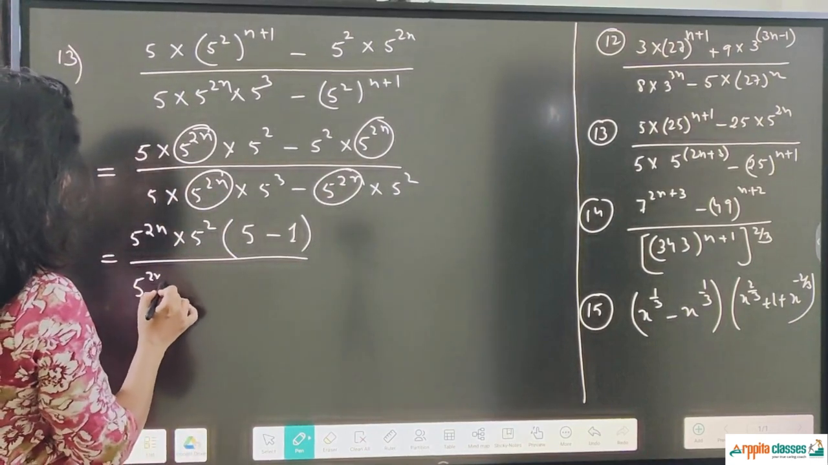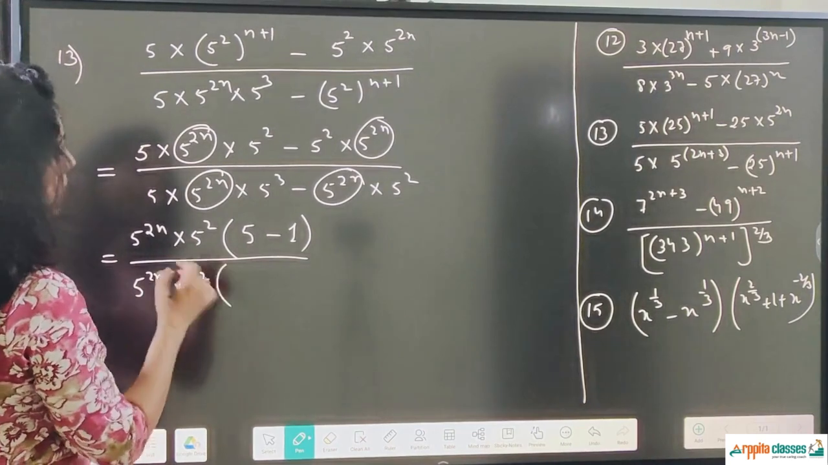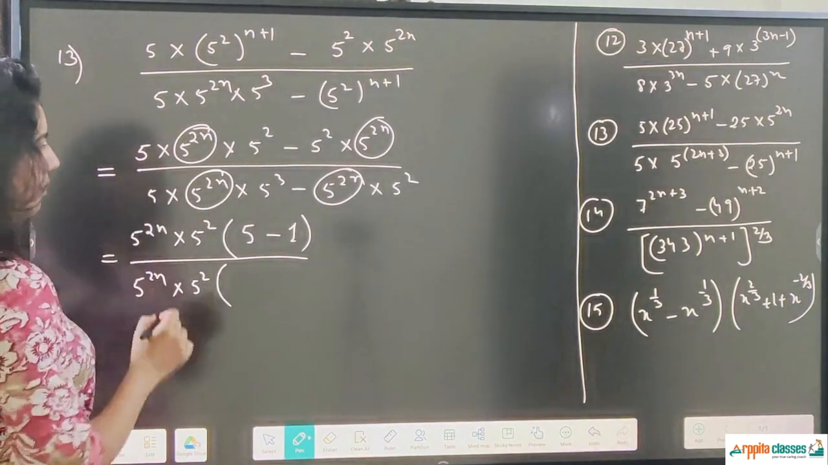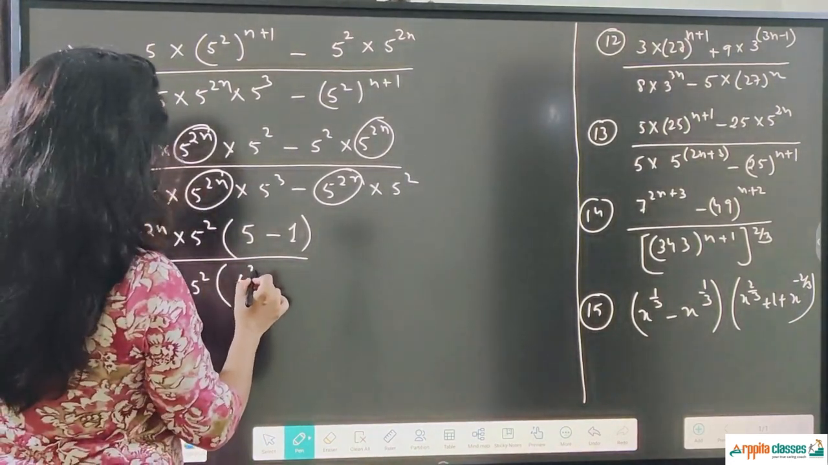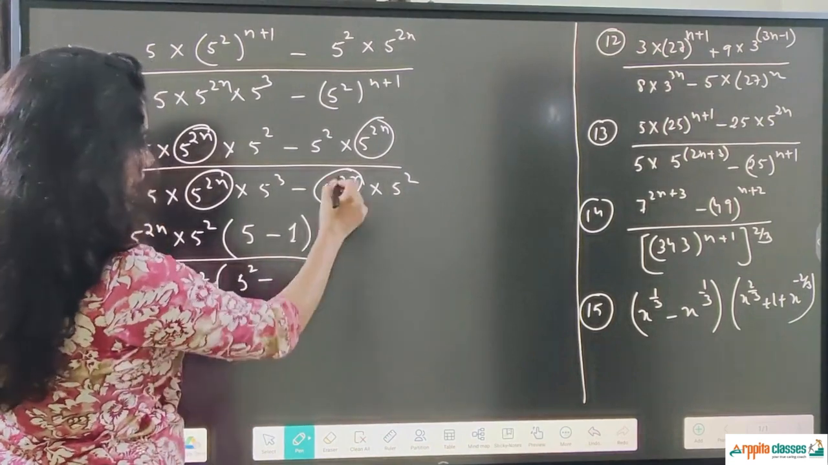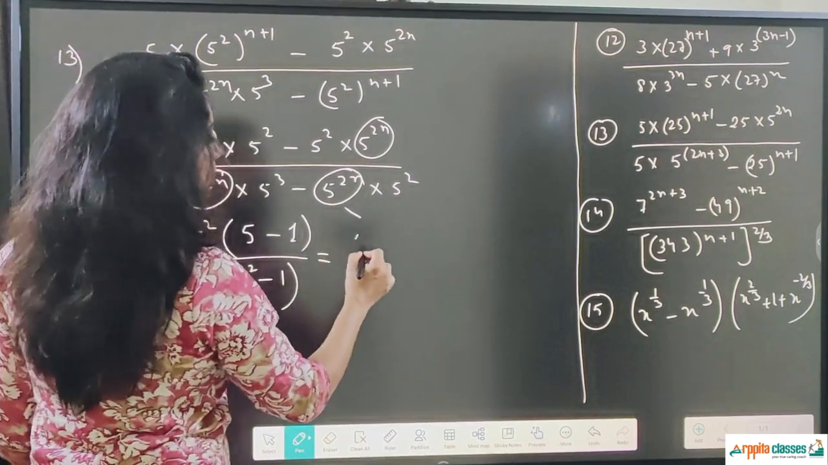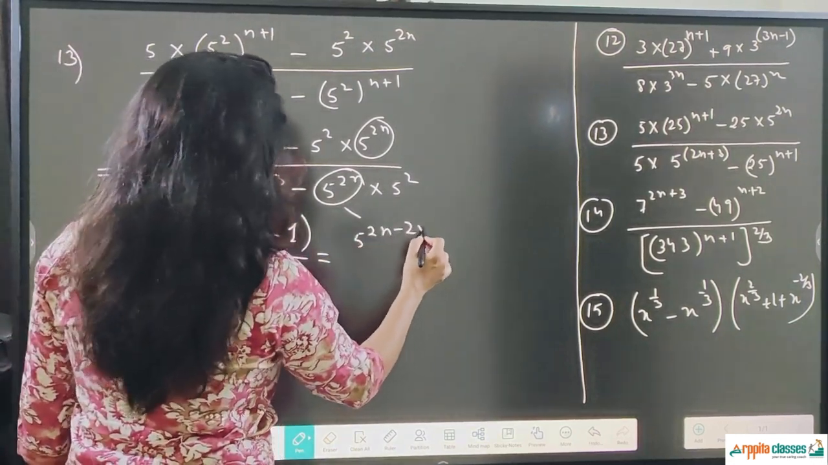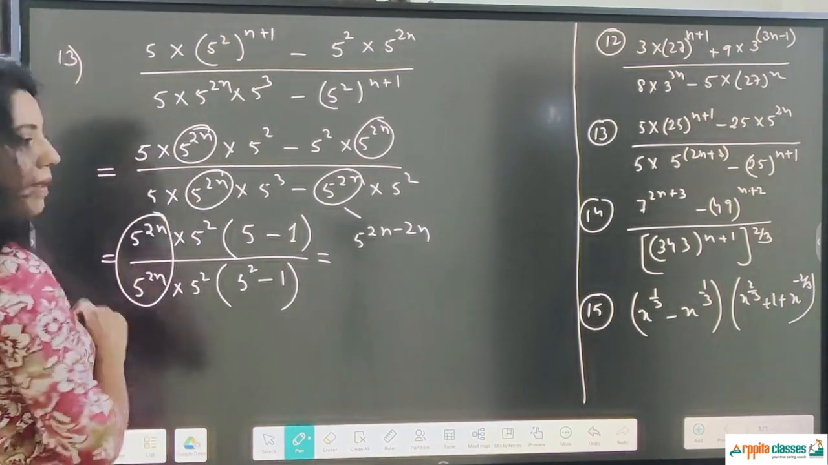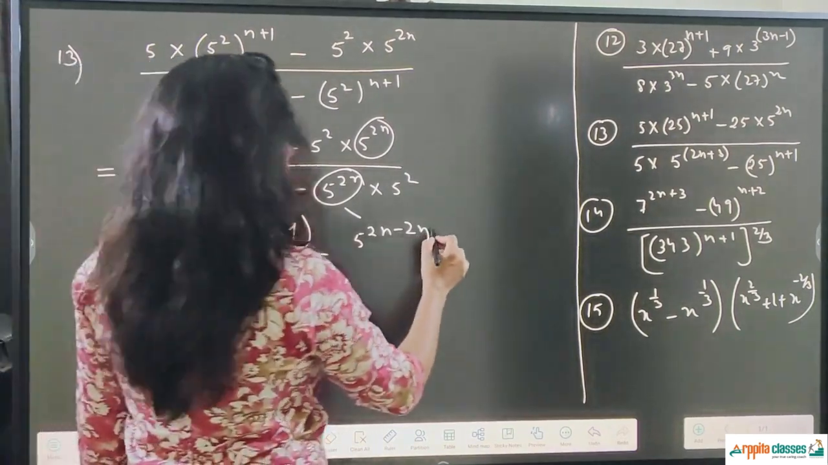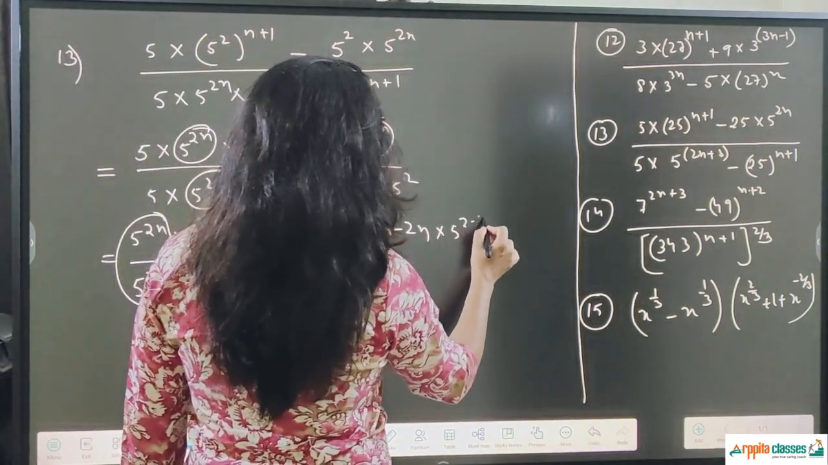So 5 to the power 2n into 5 square I take from here. So here I have 5 square I have taken, so 1 5 and another 5. So 5 square is remaining minus, here everything is taken, so 1 is remaining. So now this is your 5 to the power 2n minus 2n. This part is giving me 5 to the power 2n minus 2n and this part is giving me 5 to the power 2 minus 2 into 5 to the power 2 minus 2.